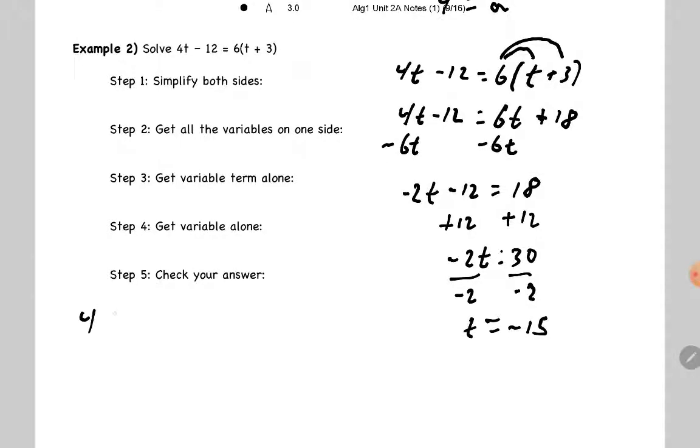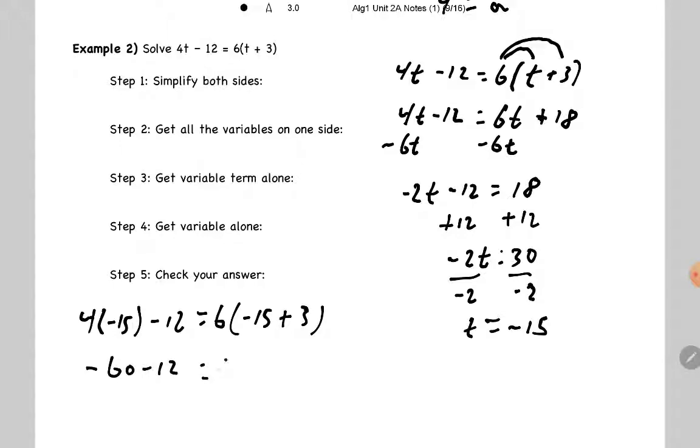Checking our answer by plugging it back into the equation. So 4 times t, which we think is -15, minus 12 equals 6 times the quantity -15 plus 3. So I'll get -60 minus 12 equals 6 times -12. -72 on the left and -72 on the right. So we're good.